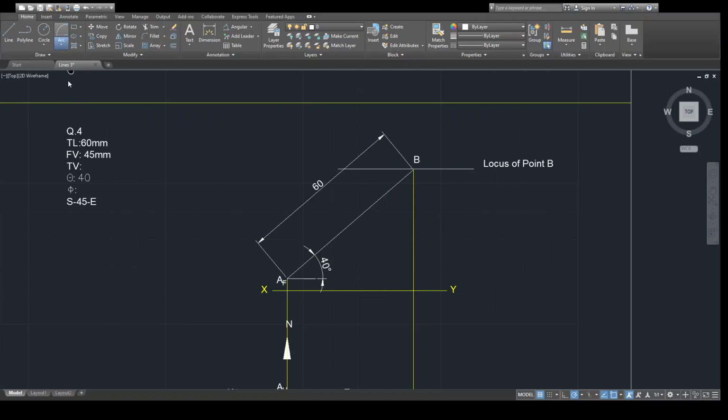So how to do that? I will try by using an arc. Let us say the arc is not possible. Start.